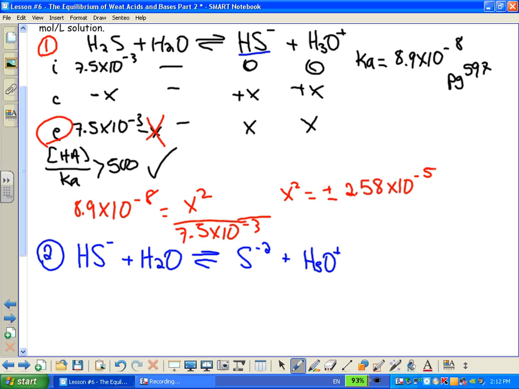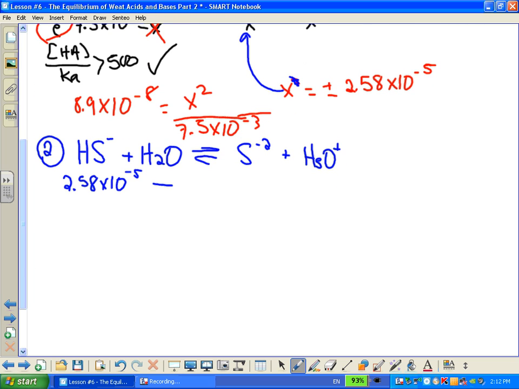So now, if we look above, sorry, this should not be X squared, that was my fault. We got rid of that when we took the square root. So now we see that plus or minus 2.85 times 10 to the negative 5, that is the value for HS negative. So we can substitute that in down here. So 2.58 times 10 to the negative 5.